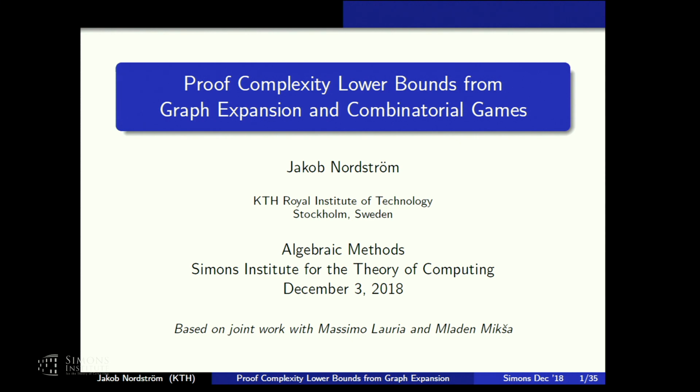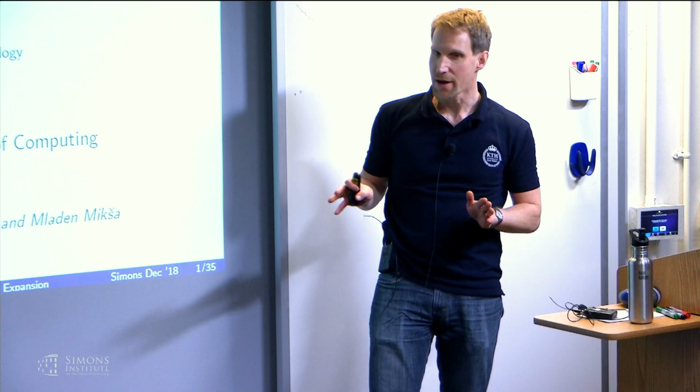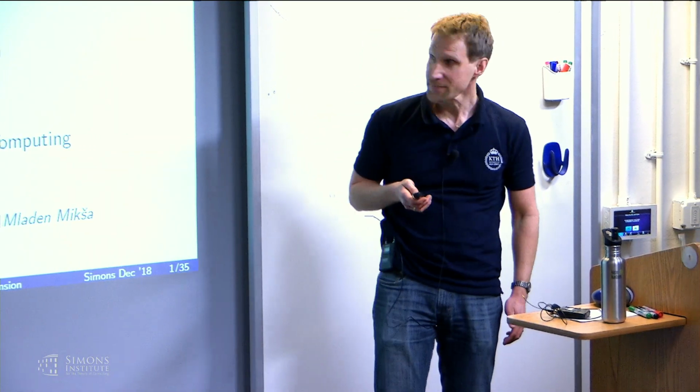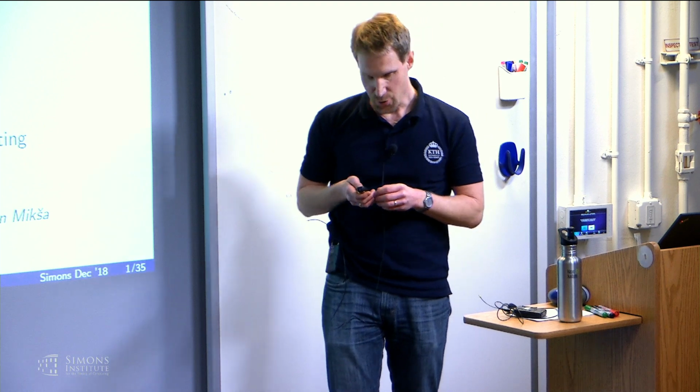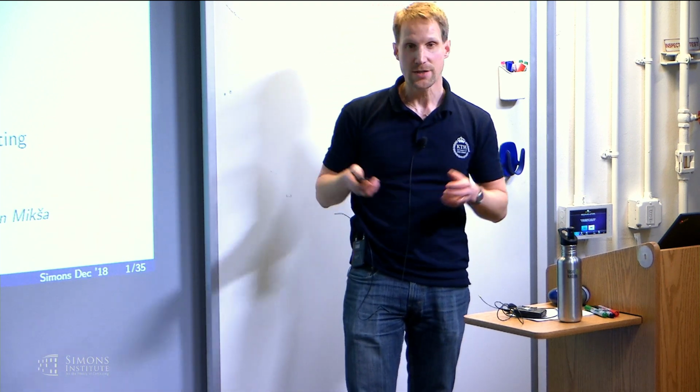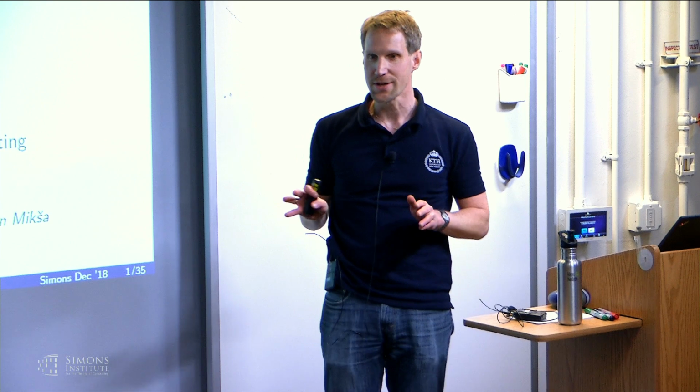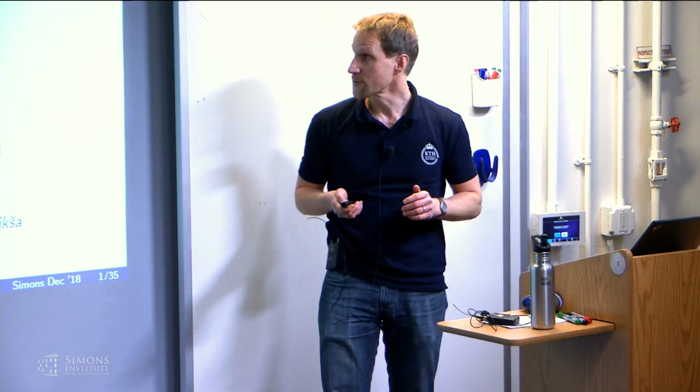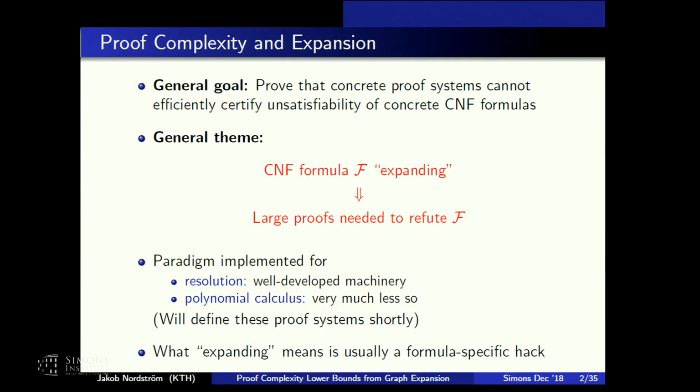Thank you. So we're not going to apply invariance here, but there's going to be variance. So we're going to switch to another topic: proof complexity lower bounds from graph expansion. Since it's getting late in the day, we'll try to relax a bit and play combinatorial games. This is joint work with Mladen Miksha and Massimo Lauria. So proof complexity in one sentence: we want to certify the unsatisfiability of CNF formulas, or rather we want to prove that it's hard to certify this.